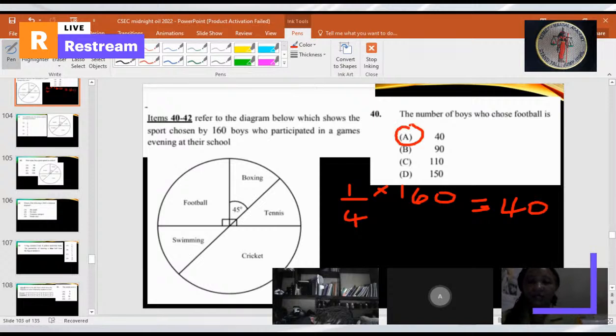Notice they have a 90 here. Some persons would look at it and say, okay, that's a 90-degree angle, and they would make the mistake and circle 90. But it's not asking for the degrees, it said the number of boys. So we have to work with the 90 degrees, which is a quarter of the circle, times the boys.